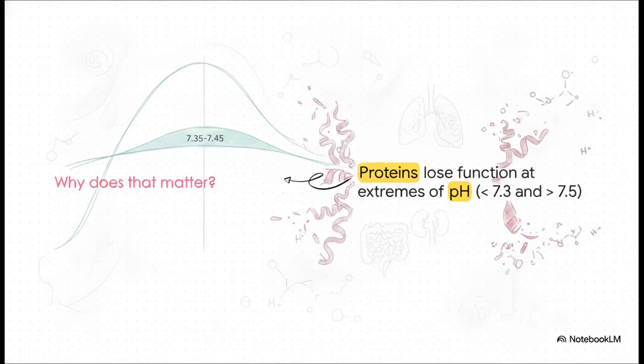But why does that matter? Why is the body so incredibly obsessive about this 7.35 to 7.45 window? Well, here is the absolutely crucial point. At extremes of pH, specifically dropping below 7.3 or rising above 7.5, proteins physically begin to lose their function. And if your cellular proteins stop working, your vital organs stop working. Keeping this balance isn't just about passing a patho test, it is quite literally a matter of life or death.